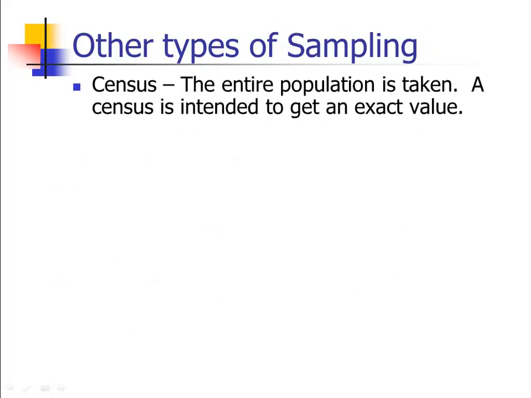So other types of sampling is like a census. This is where you try to take the entire population. Now, a census is intended to get an exact value.